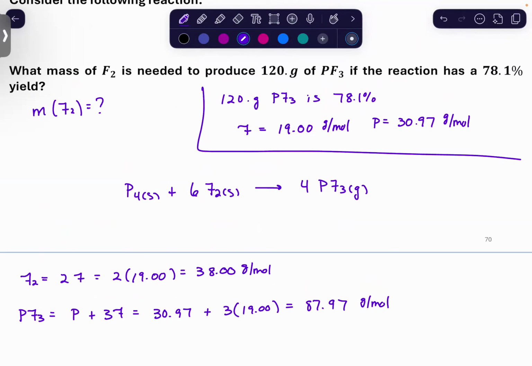Now, I have to use that percent yield to say, well, what is my theoretical yield? Because my theoretical yield is what I would get if this goes to 100%. That theoretical yield is what I'm going to use to calculate fluorine, because to calculate how much you need of a reactant, you need to assume 100%. Because if I only did my calculation from the 120 grams and got a mass of fluorine from that, well, then the reaction would only produce 78% of the 78%, so it produced less. So I need to know what those numbers are at 100% so that I make sure that I'm getting my maximum yield.